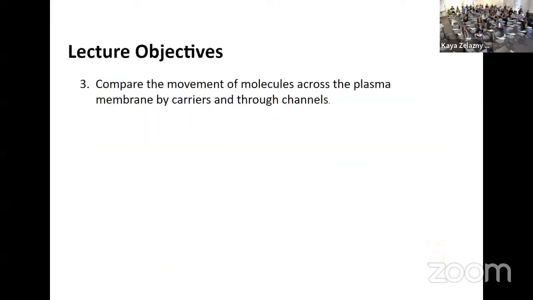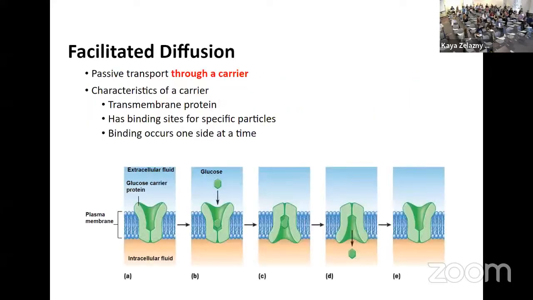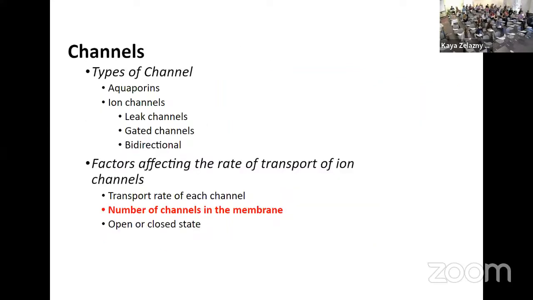So our simple diffusion was just going directly across our phospholipid bilayer. Our facilitated diffusion was going through a carrier protein, so a protein that changes shape and moves something across, still a type of passive transport, and we are going with our gradient. And we began to speak about diffusion through channels, going through a channel protein, which is very like a carrier protein, except you don't need to have that shape change, that pocket moving back and forth. It's just acting like an open door. It's often going to be what we're talking about when we're talking about ions.